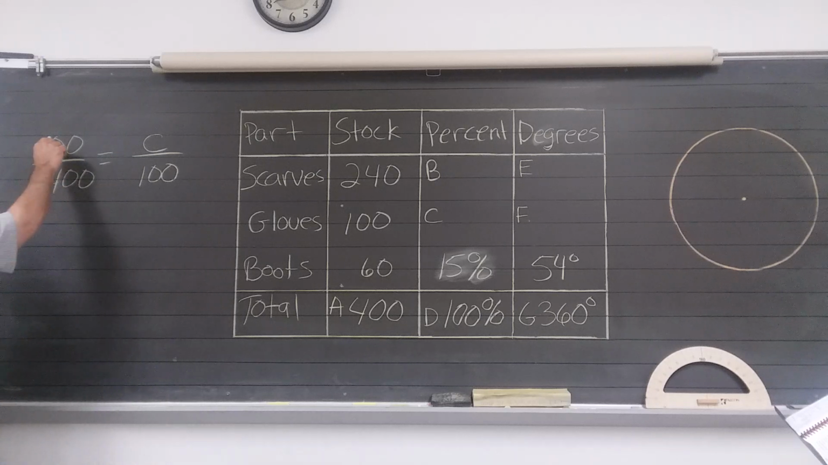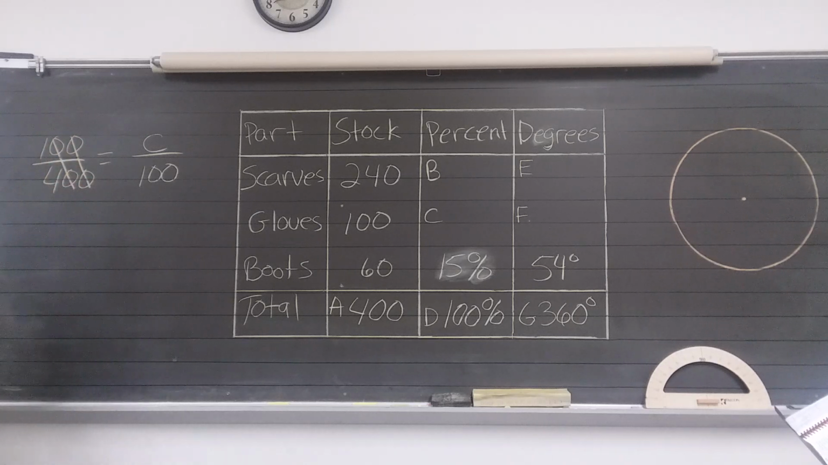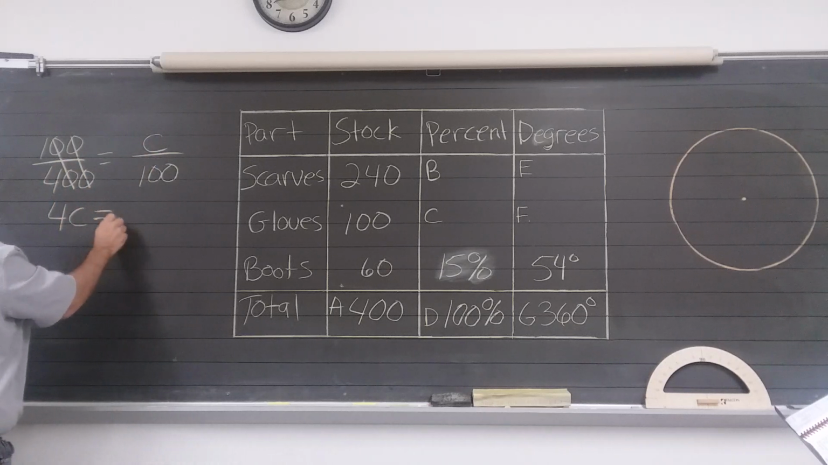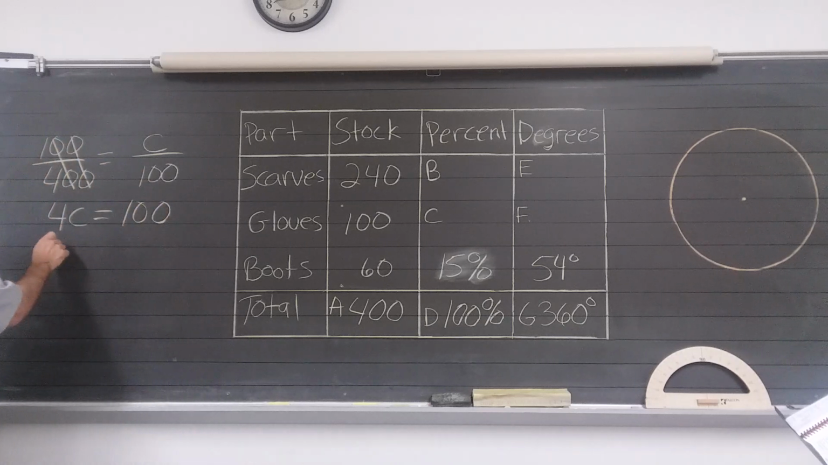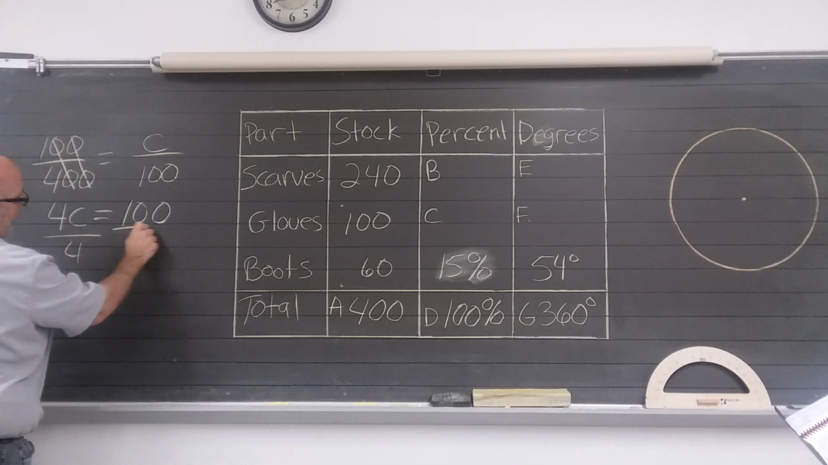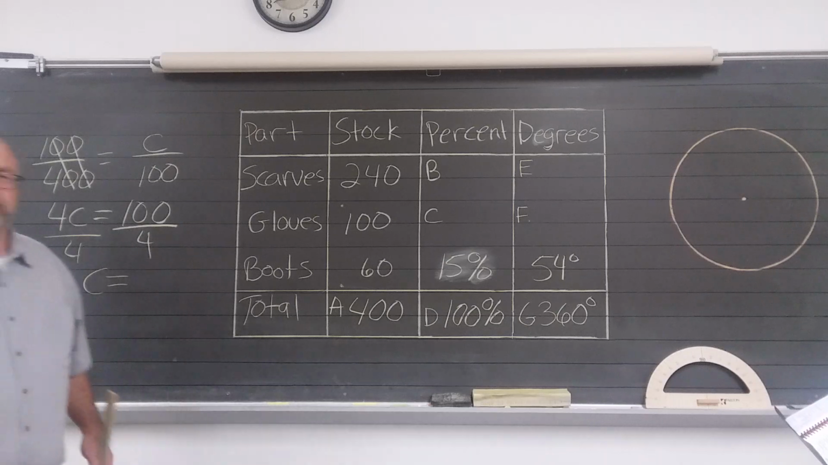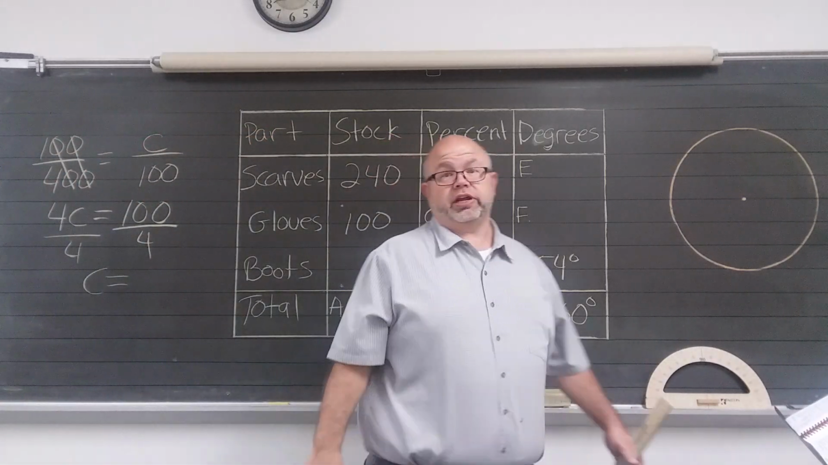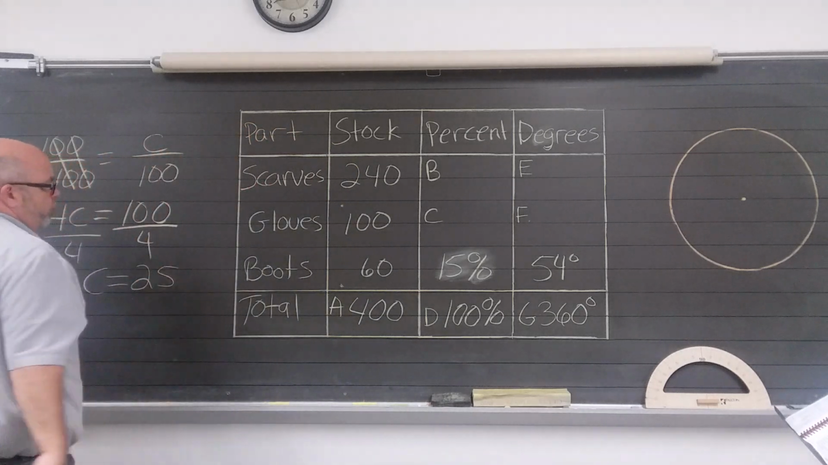You can reduce this over here. Make it easier for you. So simply cross out the zeros. Now you have 1/4. So you have 4C equals 100 times 1, 100, which is simply going to be 100 divided by 4. C equals, what's 100 divided by 4? 100 divided by 4 is 25. So C equals 25%.